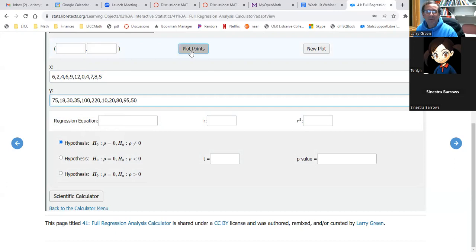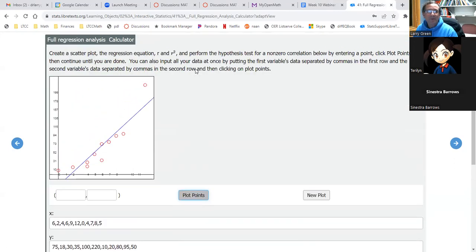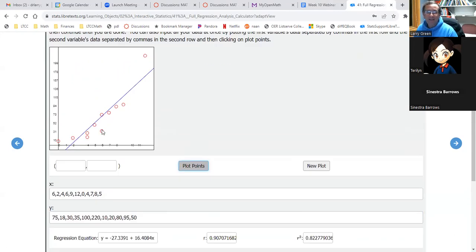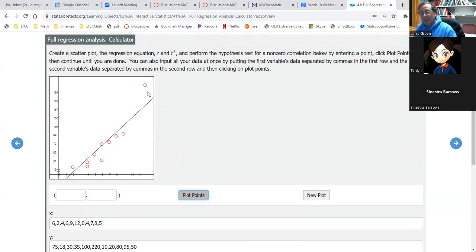And I can hit plot points. Okay, there is a scatter plot. Do you see it? Without even looking at R and R squared and all that, does it look like there's a correlation?